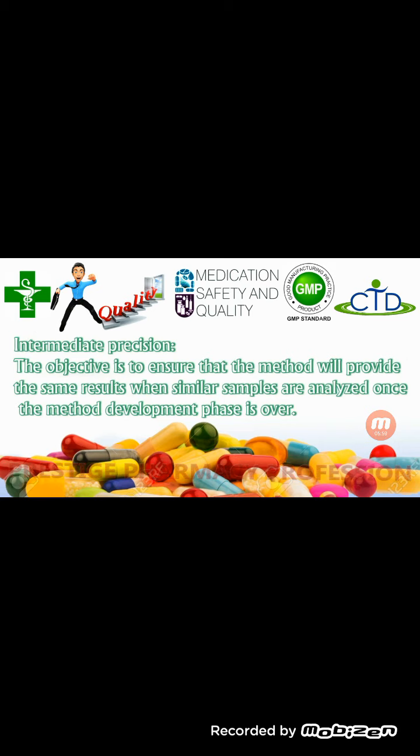Intermediate precision is the next step, after confirming the uniformity and accuracy of the analytical result during method development. When an analytical method is fully developed, then its accuracy is to be checked at a different laboratory, with different operators. The objective is to ensure that the method will provide the same results when similar samples are analyzed, once the method development phase is over.